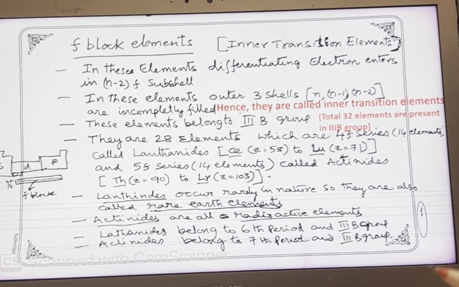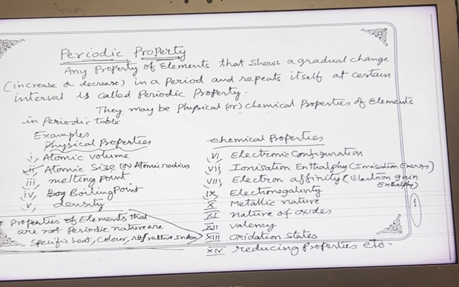Next comes periodic property. What is a periodic property? Any property of an element that shows a gradual change, that is an increase or decrease, in a period, or repeats the same property at regular intervals in the long form of the periodic table. Such nature is called periodicity, periodic property.